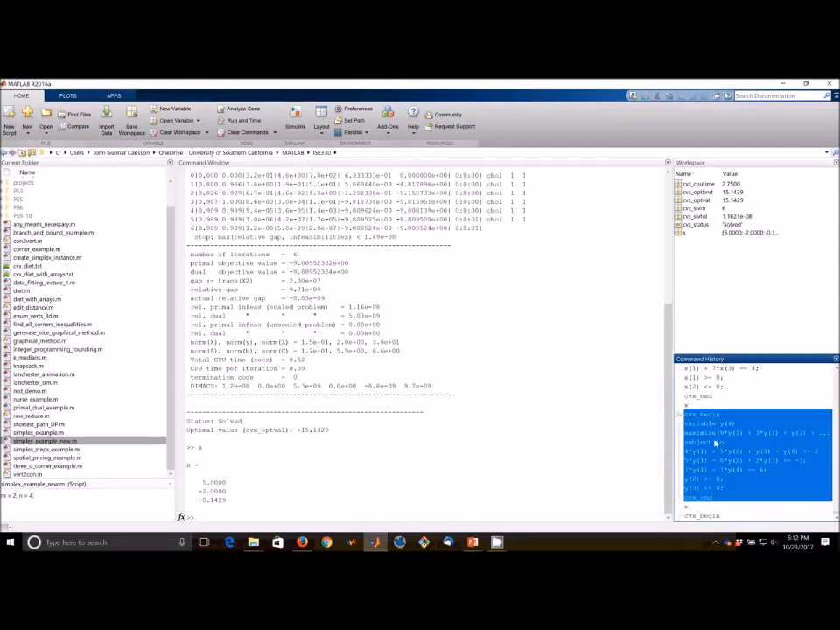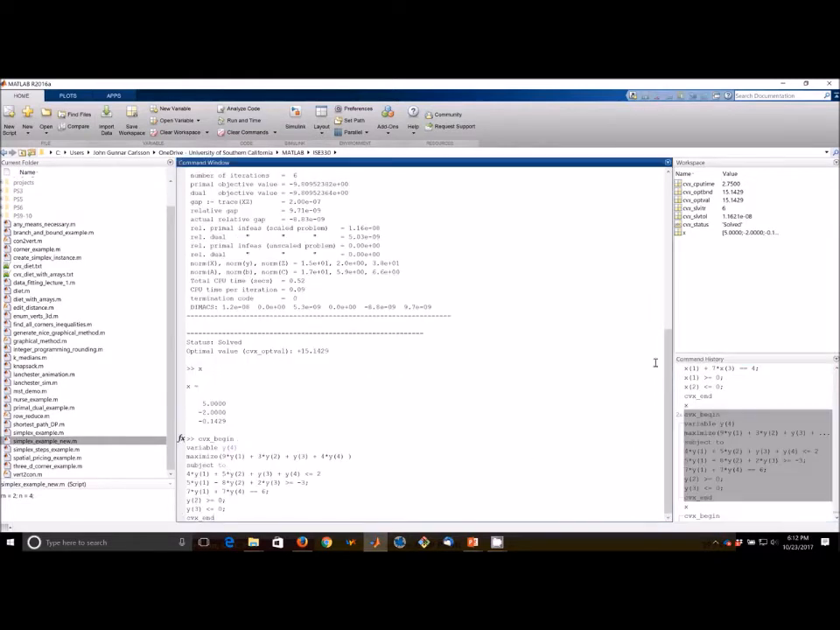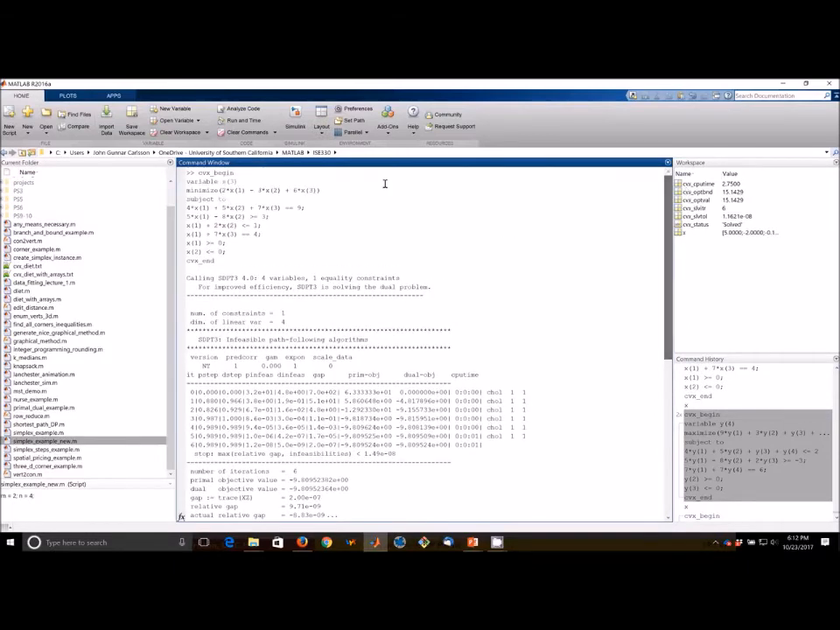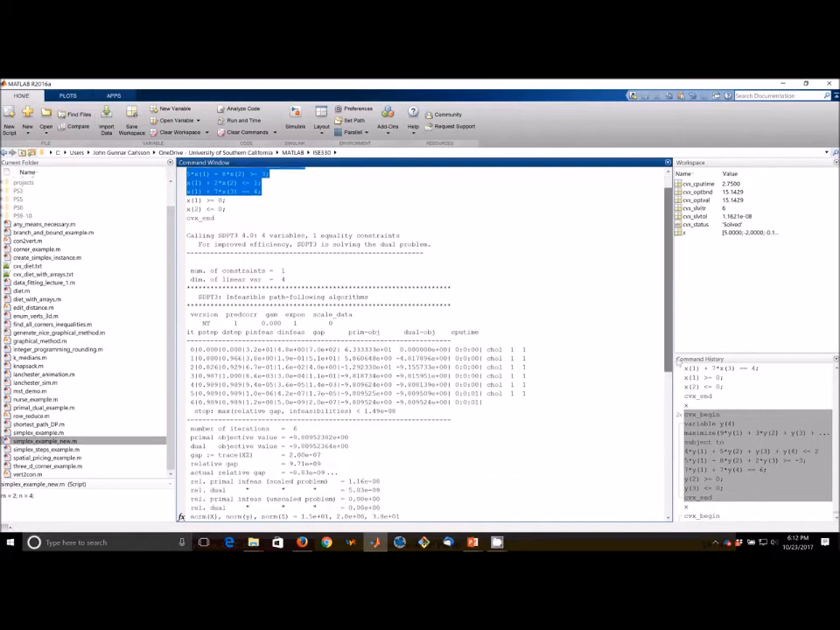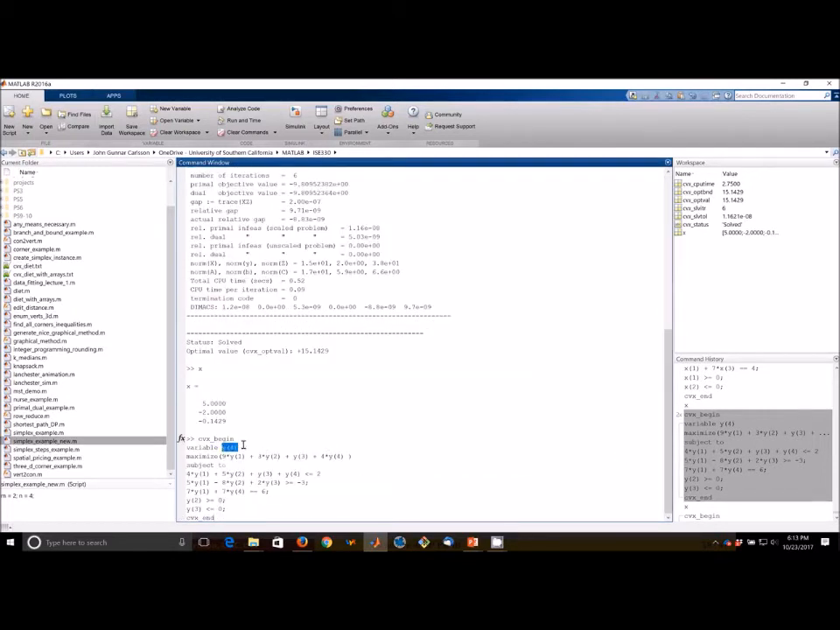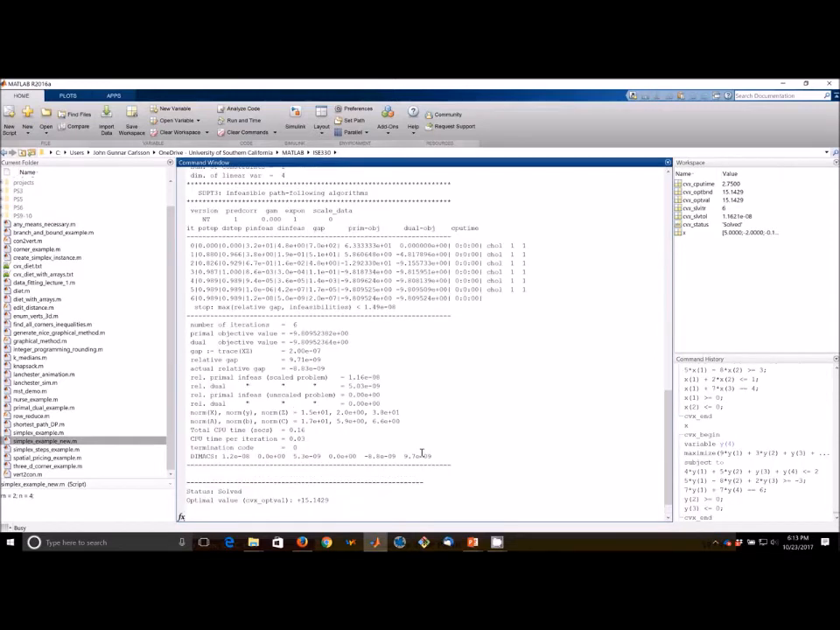So, this is old hat to all of you at this point, but we had 4 constraints and 3 variables in our primal. So that means our dual has, surprise, surprise, 4 variables and 3 constraints. I'll solve that. And same objective value, 15.1429. Okay, so we're happy with that.